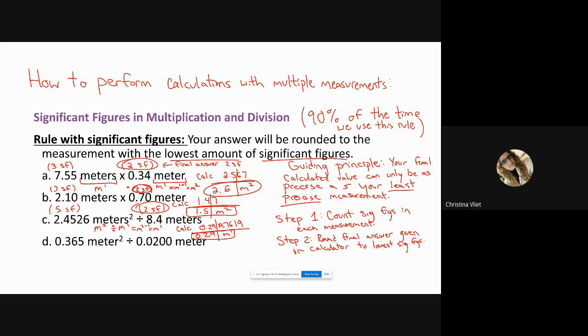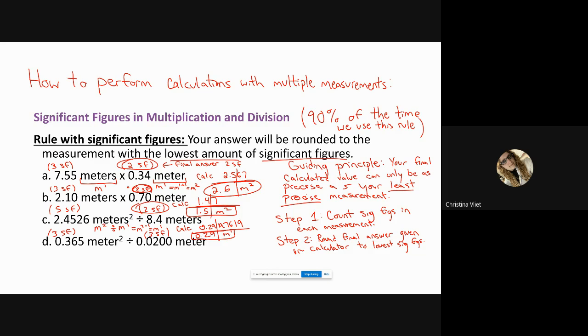Last example for this exercise with multiplication and division. 0.365, how many significant figures? 3. 0.0200, how many significant figures? 3. What is less, 3 or 3? They're the same. So what would you do if they're the same? Just 3 for your final answer. Don't stress. It's going to be equivalent to your lowest amount of significant figures. If you've got the same, then your answer is also going to be 3 significant figures.